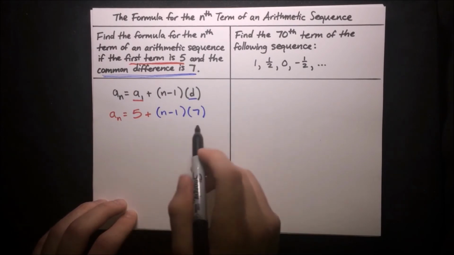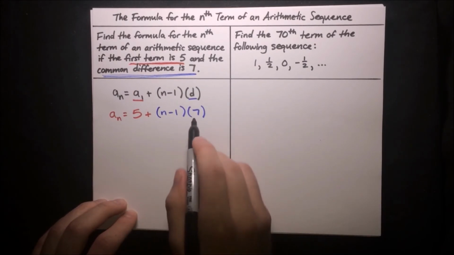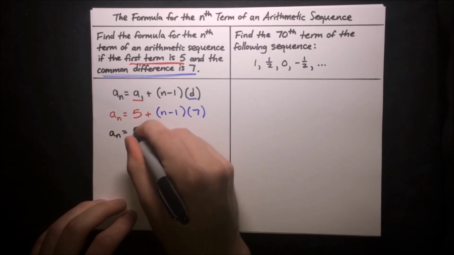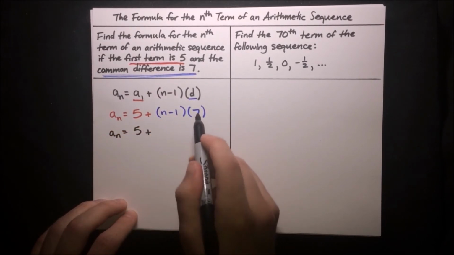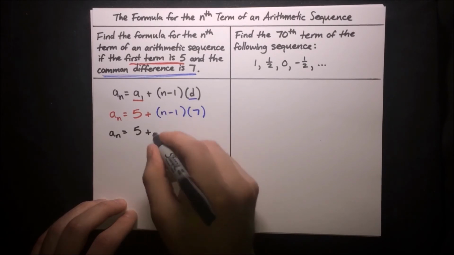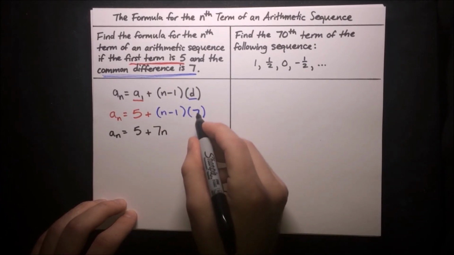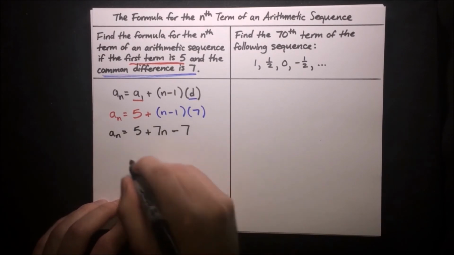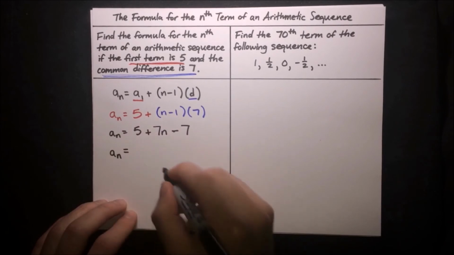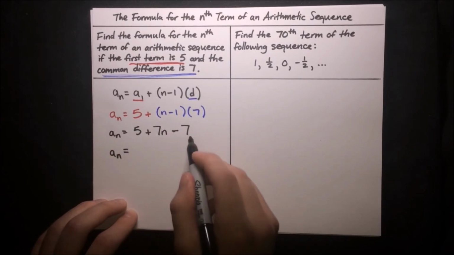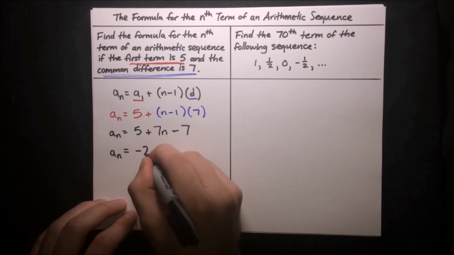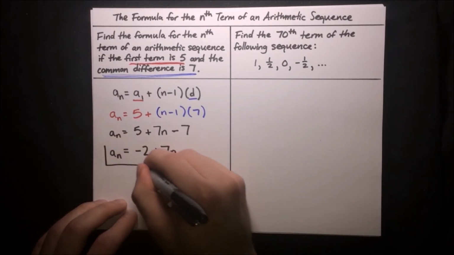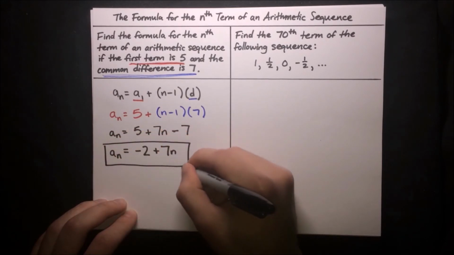And we can even simplify this a little bit by distributing the 7 over the n minus 1. So let's go ahead and do that. So we get an equals 5 plus, distribute the 7 over the n minus 1, you get 7 times n is 7n, and then 7 times minus 1 is minus 7, and then go ahead and simplify that. An equals, well, we've got a 5 minus 7, and 5 minus 7 is negative 2, and then plus our 7n. So there we go. There is our formula for the nth term.